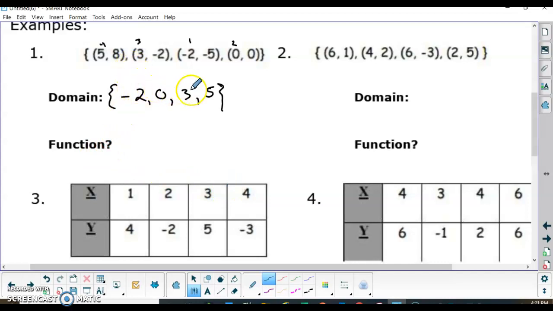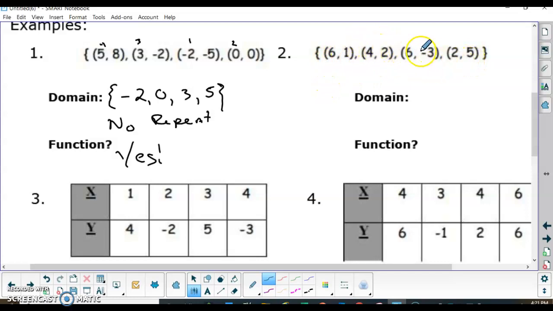Okay, so they're all listed. Is this a function? Does any of the domain repeat? No repeat, right? So there's no repeat. So the answer is yes, this is a function.